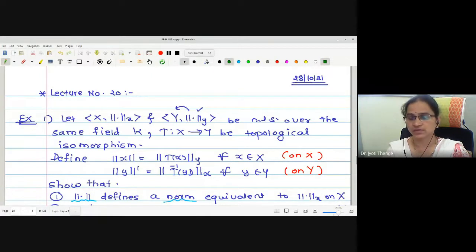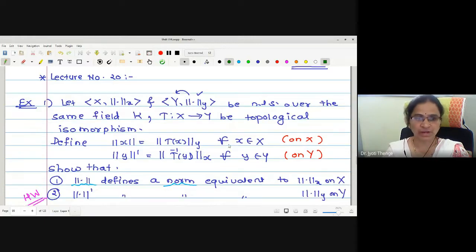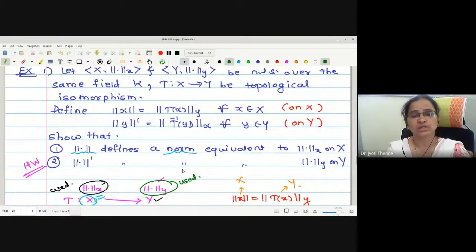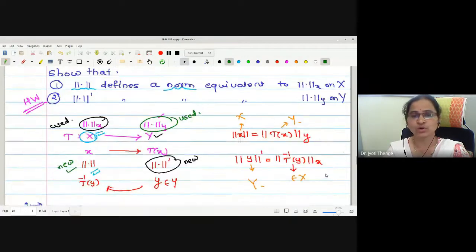In the last lecture, we solved two examples depending on the equivalent norm. In the first example, two normed spaces X and Y are given to us, with the norms defined as norm x and norm y, and the other norms also defined in the spaces. Norm is a norm defined on X, norm dash is a norm defined on Y. The definition was given here, and we have to show that this norm is equivalent to norm x, and norm dash is equivalent to norm y.